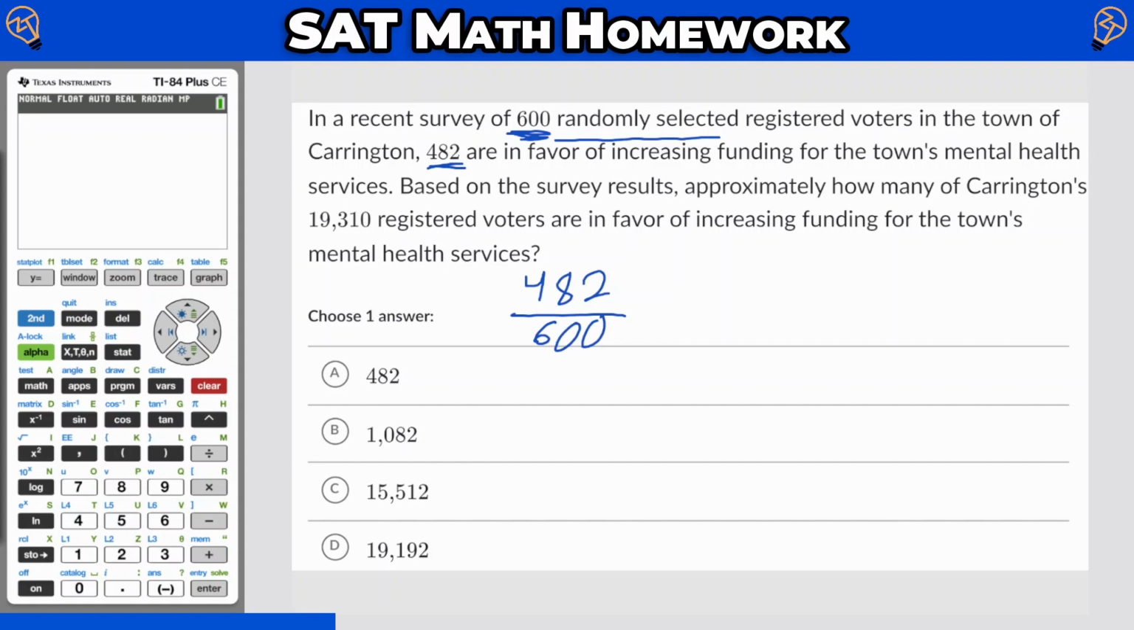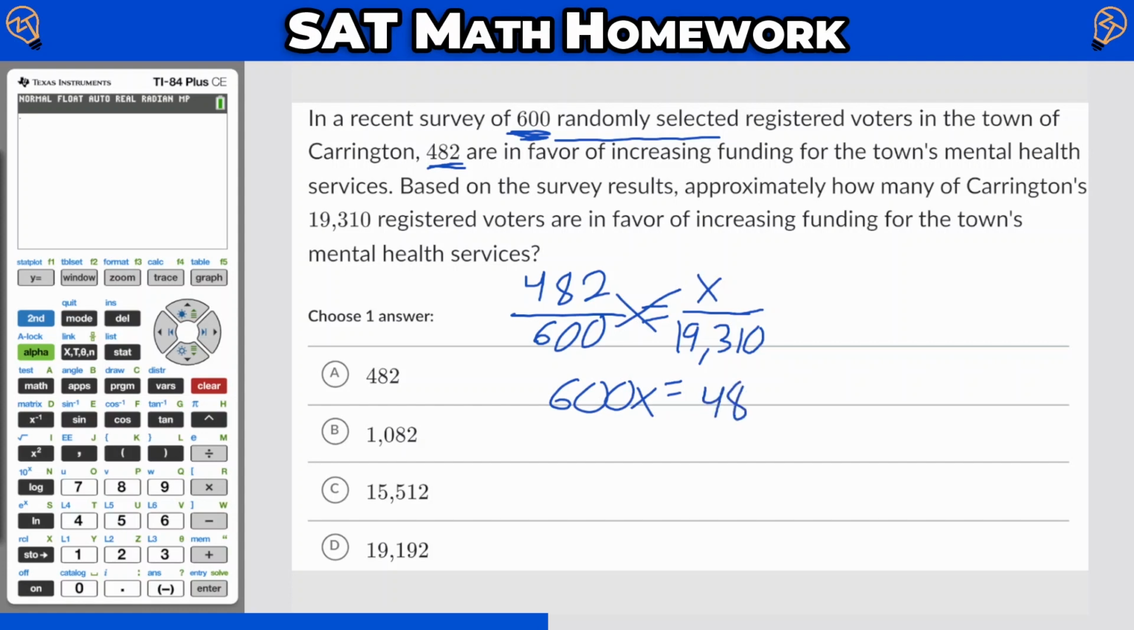of increasing funding. So we could set up a proportion here and say, well, if that's true of the sample, then how many of the population of 19,310 registered voters would be in favor of increasing funding? So that's one way you could do it, and you could just cross multiply.